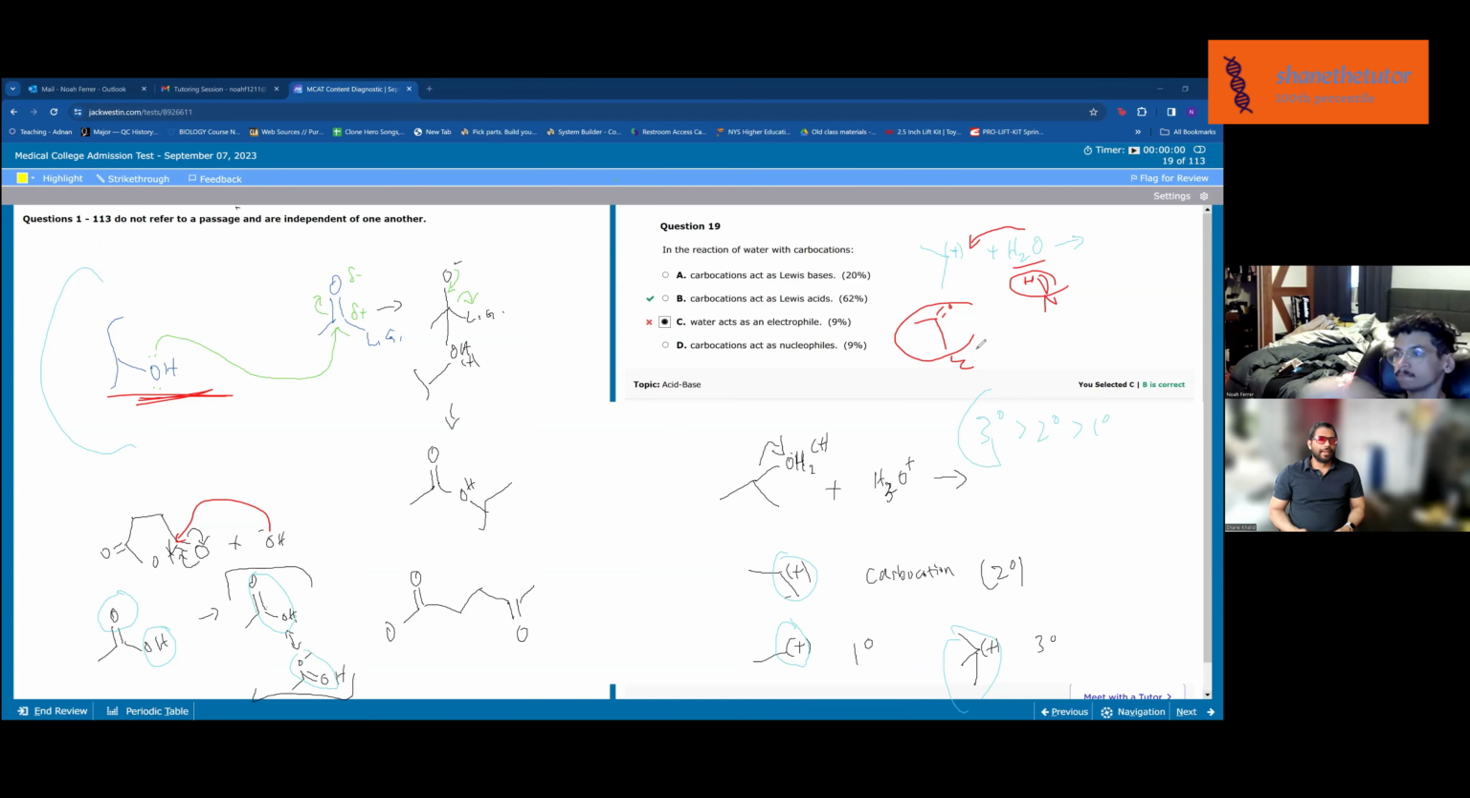So you could see how A says carbocations act as Lewis bases. That's not true. And carbocations act as Lewis acids. That's true. Water acts as a nucleophile. Then water acts as an electrophile. No, it acts as a nucleophile. Then D, carbocations act as nucleophiles. No, they act as electrophiles. Got it.